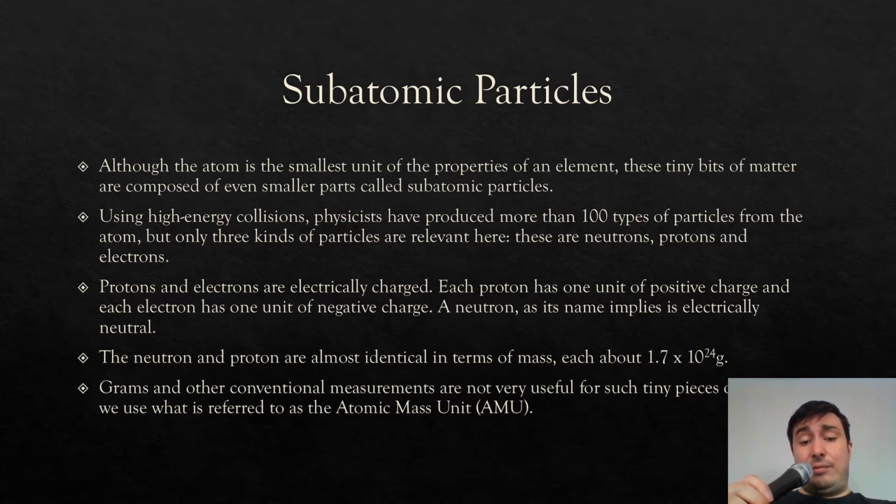The neutron and proton are almost identical in terms of mass, each about 1.7 times 10 to the power of -24 grams. Grams and other conventional measurements are not very useful for any such tiny pieces, so the unit used is referred to as the atomic mass unit.